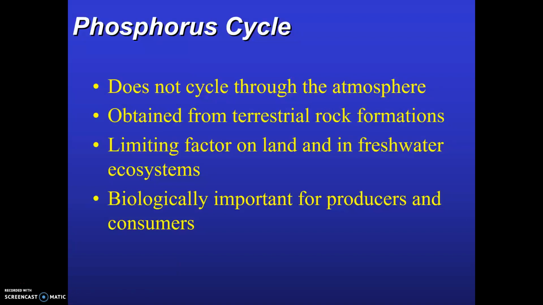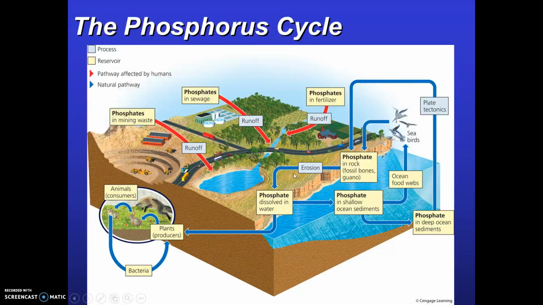Phosphorus is transferred by food webs and is an important component of many biological molecules. It's also a limiting factor in plant growth. And as with nitrogen, it contributes to agricultural runoff issues when there's too much phosphorus coming off of farms. This is a diagram of the phosphorus cycle, and the red indicates the major human impacts. Phosphorus from mining waste and runoff can impact water quality, as can phosphates in sewage and phosphates in fertilizer.